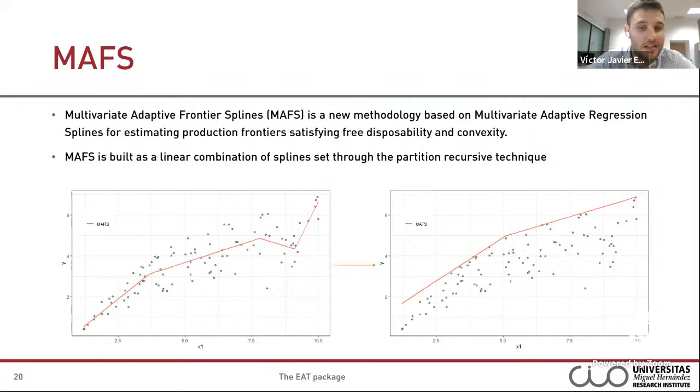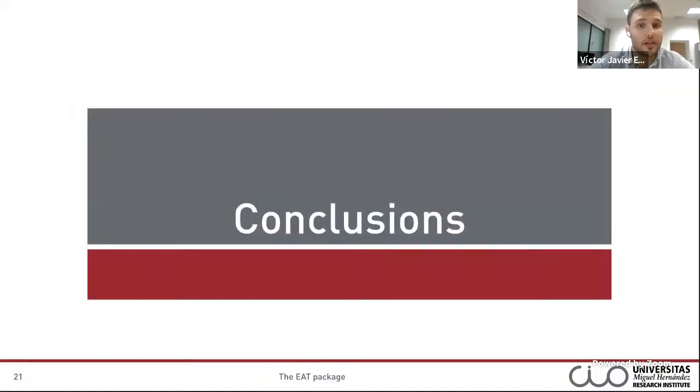Great. MAFS is developed as an adaptation of the multivariate adaptive regression splines algorithm to the context of efficiency analysis. This technique is based on locating a set of nodes that identify trend changes in the data. These nodes are found using the recursive partitioning technique, and they are used to create a set of transformation functions, specifically splines, on the original inputs. Then we incorporate some adaptations on the model to get a function that envelops the data cloud from above and satisfies monotonicity and concavity. And finally, the conclusions.